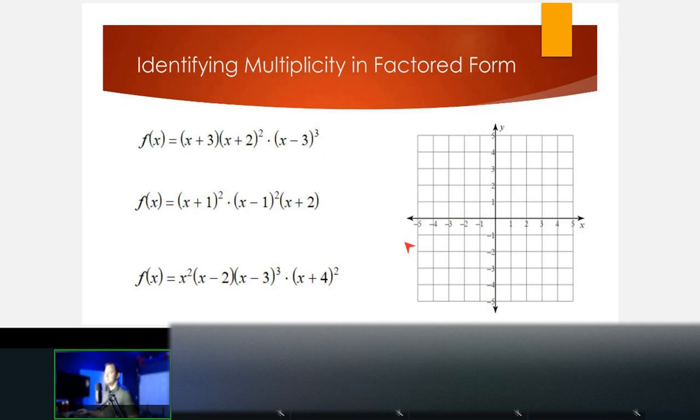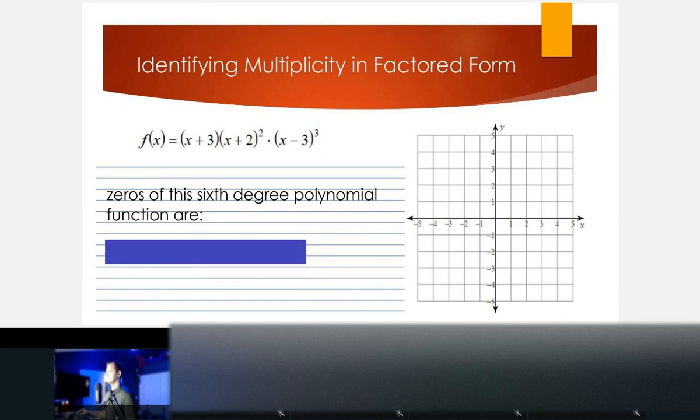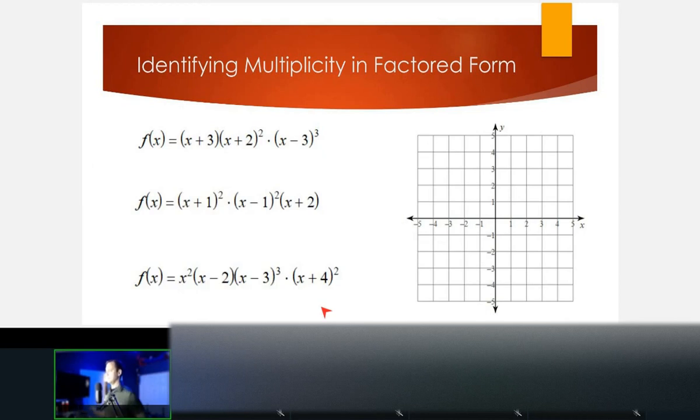Okay, let's look at these three examples. All right, now feel free to write these three down. I have these on different pages, their own individual page.